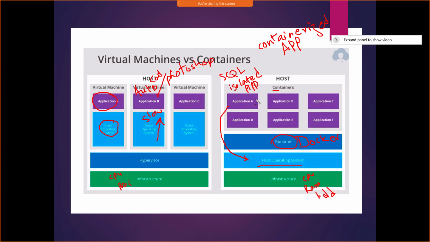So application-wise, which one is faster? Container is much faster. That's one of the big benefits of containers used by the companies. Container is really fast because of that, and container is portable. So first thing, it's fast because it does not install the full operating system. Second thing, it is portable. Now, what does that mean?